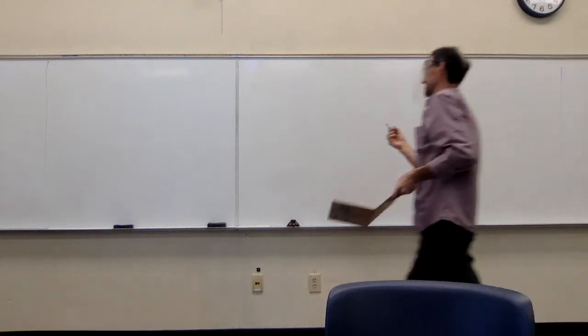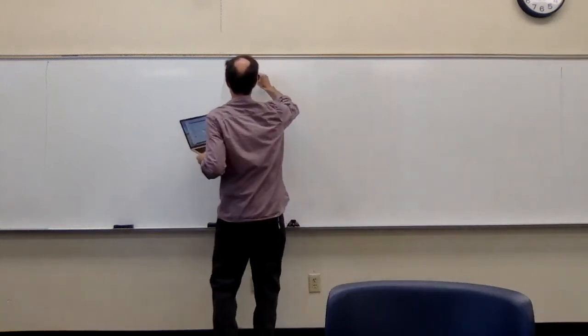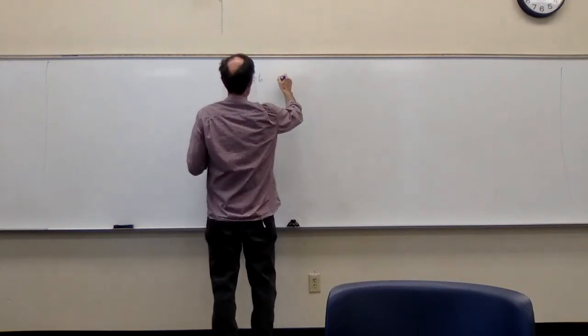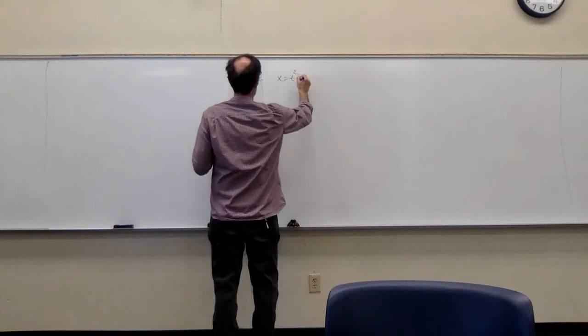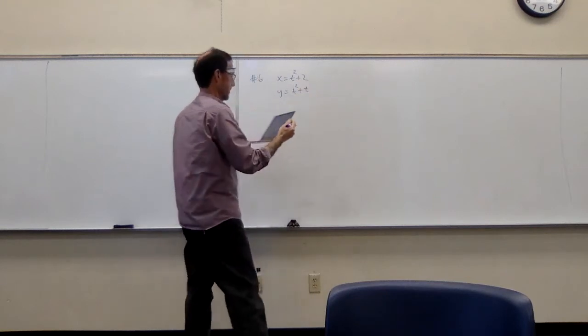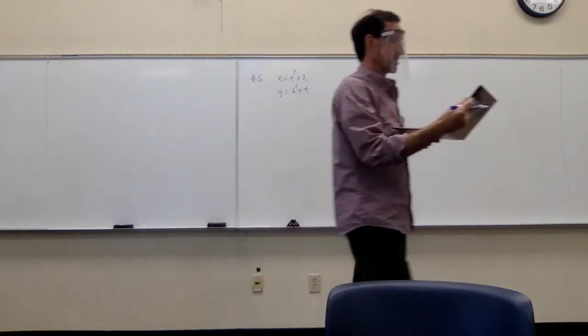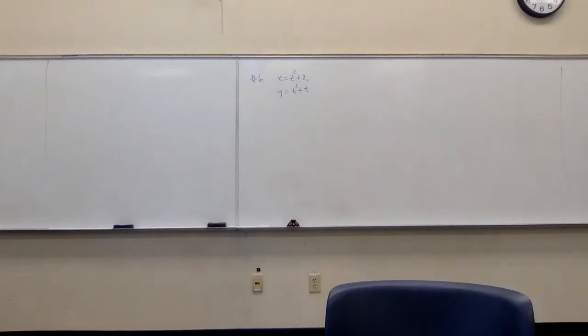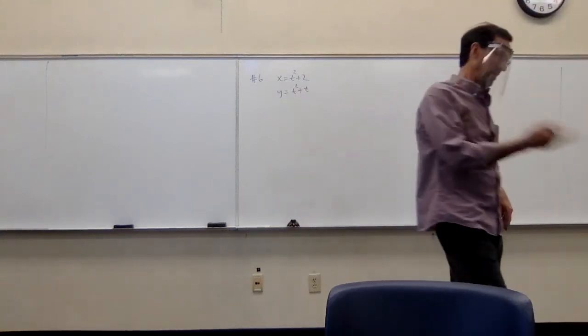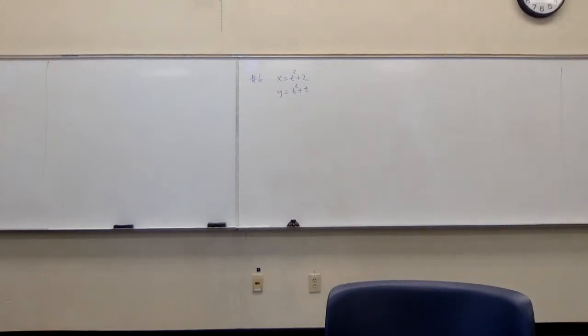All right, number 6. X is t squared plus 2. Y is t squared plus t. So we're looking for a tangent line to the curve that passes through the origin. Okay, so let me give you a hint and let you take it from there.